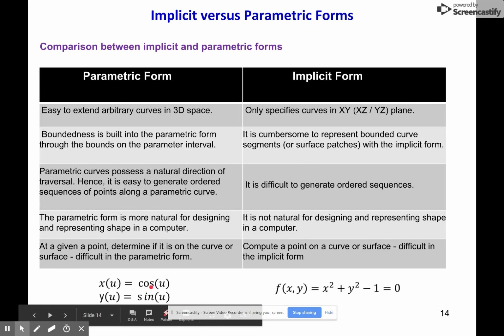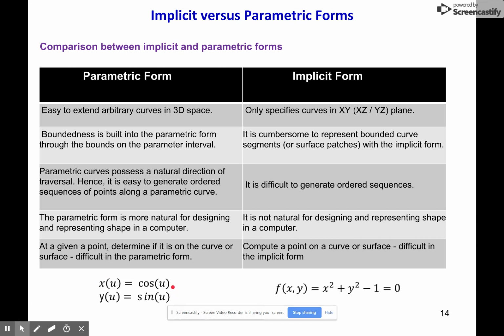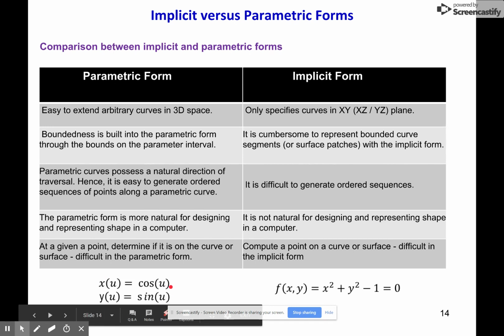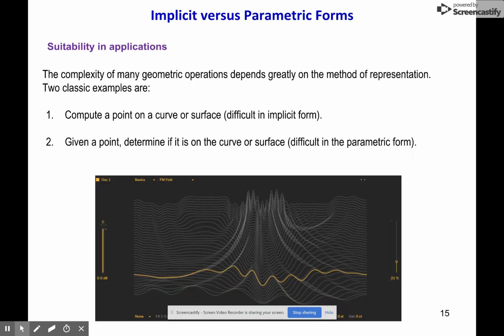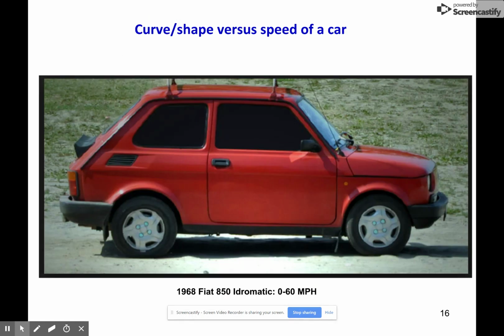And parametric form doesn't have any error during the representation, and it is computer friendly because it represents in a vector form. So parametric form is more universally accepted when compared to the implicit form. Based on the suitability of the application, we can go for either implicit form or parametric form. Parametric form is better when we have curves and surfaces, whereas implicit form is better when we have to compute at any particular point.